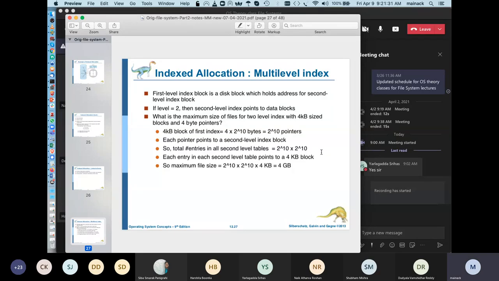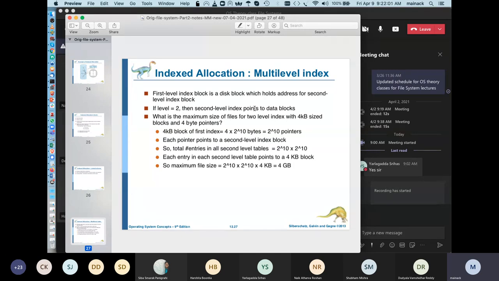Now, this approach can be continued to a generally third or fourth level, depending on the desired maximum file size. So let's see what is the maximum file size with an example. Let's say, what is the maximum file size for a two-level index in a particular setup of an OS. Assume there is a 4 kilobyte block size and 4 byte pointer size.